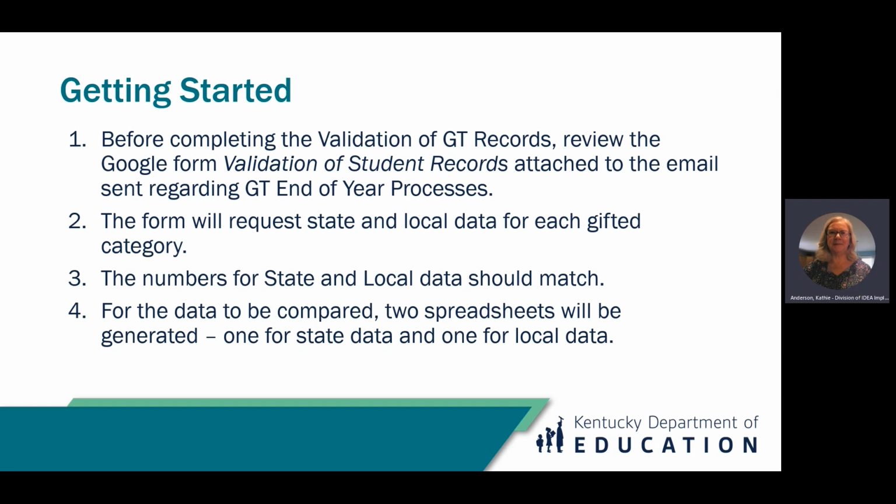Let's get started. Before completing the validation of GT records, review the Google form validation of student records attached. It won't be attached to an email. It will be a link in the GT one-stop. This form will request state and local data for each gifted category. The numbers for state and local data, GT records, should match. For the data to be compared, two spreadsheets will be generated, one for state data and one for local data.